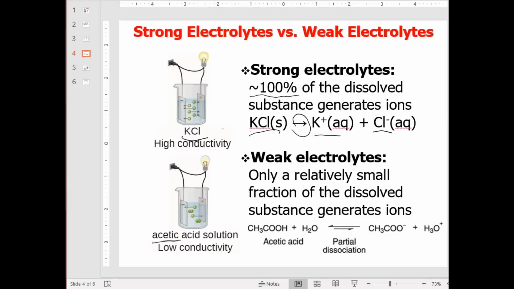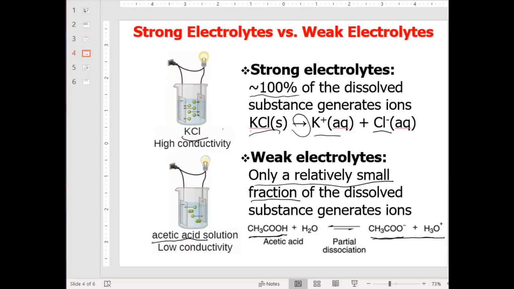In contrast, acetic acid is a weak electrolyte. The reason is because only a relatively small fraction of the dissolved acetic acid can generate ions, acetate ions and hydronium ions. Here, the starting material is acetic acid, and in the starting materials, acetic acid molecules are present. Then, from this reaction, these two kinds of ions are generated.